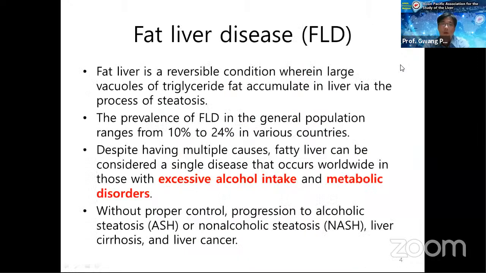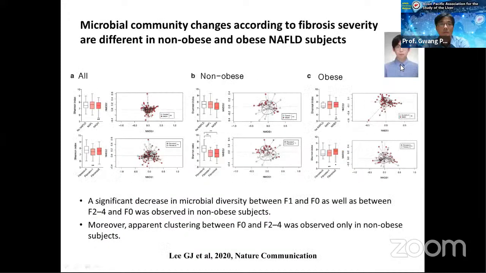So as you know, fatty liver disease is caused by either excessive alcohol intake or the metabolic disorders. And I would like to share two studies with you for the next 20 minutes or so that were recently published from my lab. The first study is using the Korean NAFLD cohort, collaborating with Professor Won Kim at SNU Boramae Hospital.